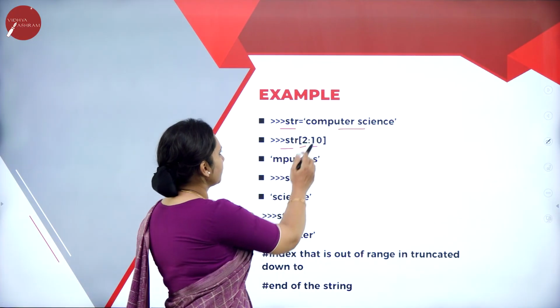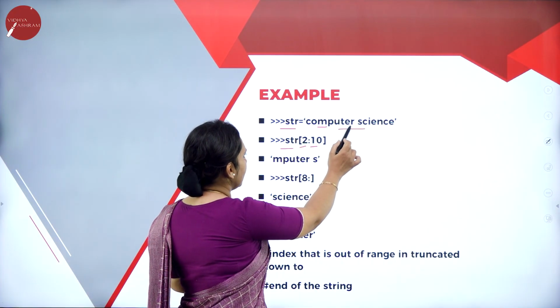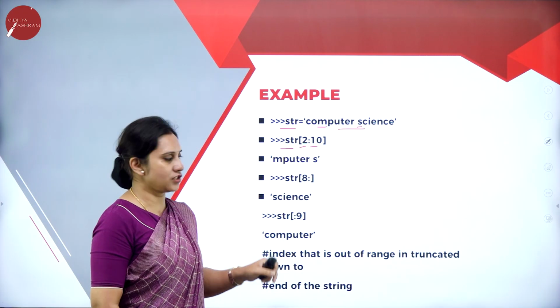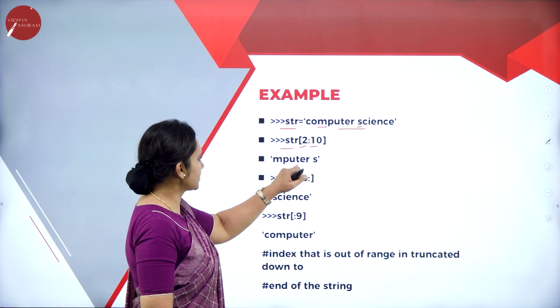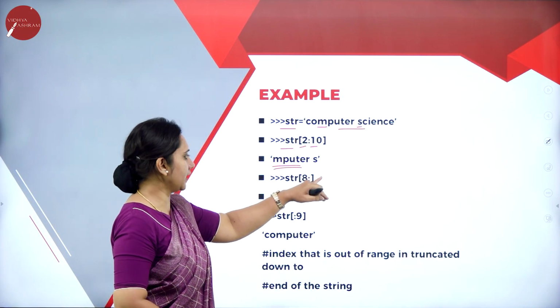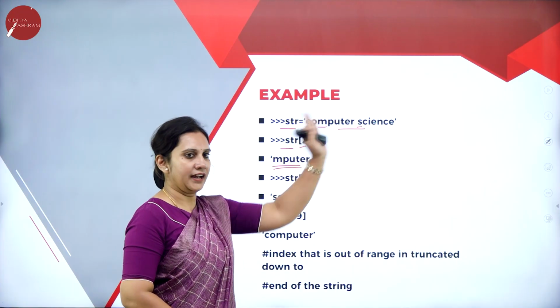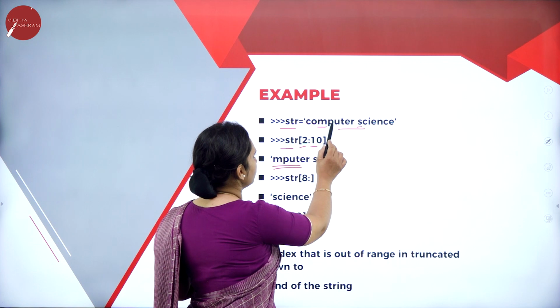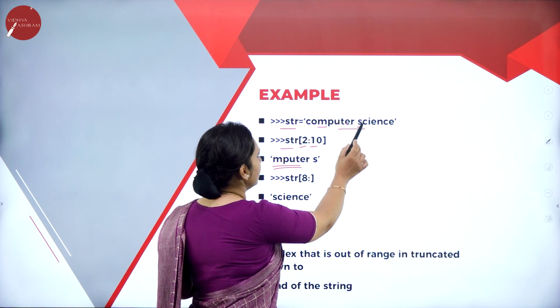It displays from M, P, U, T, E, R and S. So, till the 10 range, it will display. Here you can see the difference in the output. Same way, str8 is 2. In a sense, it displays from the 8th character: 0, 1, 2, 3, 4, 5, 6, 7, 8.